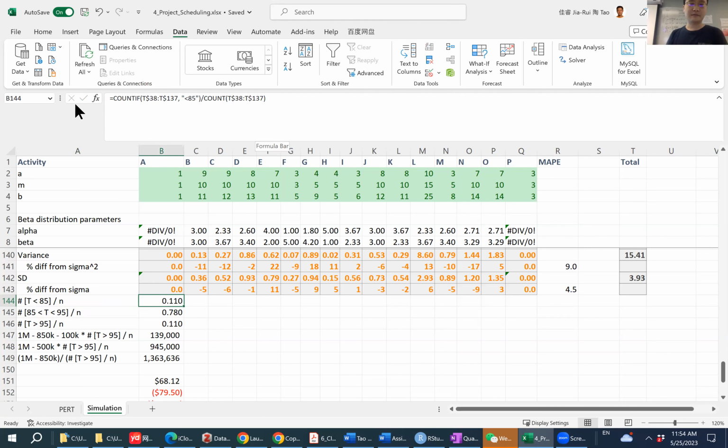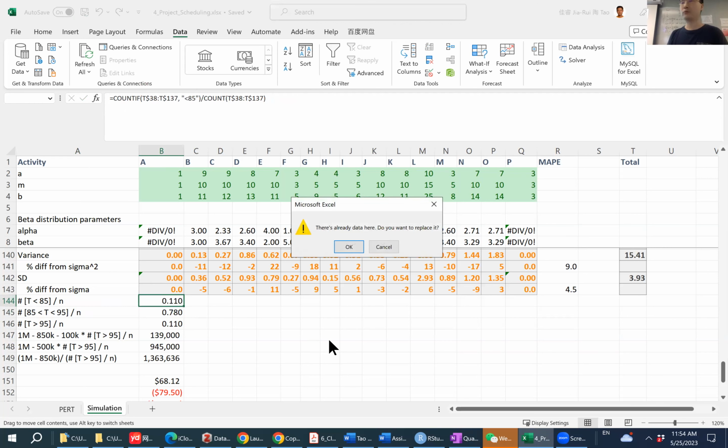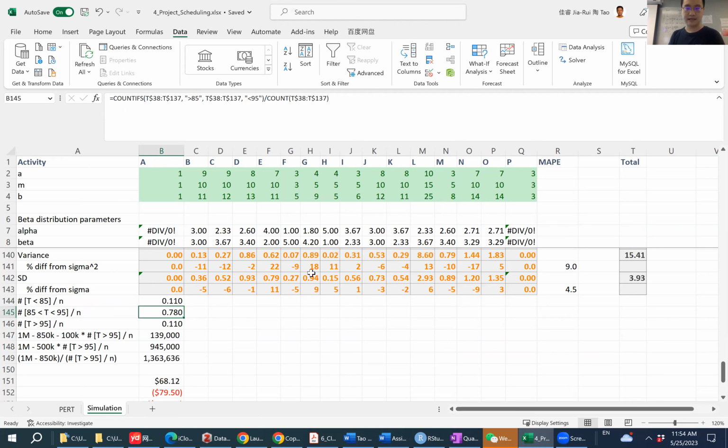So this is the result I got. Out of the 100 cases, I found that 11 of them had a duration smaller than 85. Here I use the COUNTIF function. Similarly, I counted that 78 of them had a duration between 85 and 95 days, and 11 of them had a duration longer than 95. So that's how you can calculate a probability out of a simulated sample. You just count and divide. Any question here? All right.